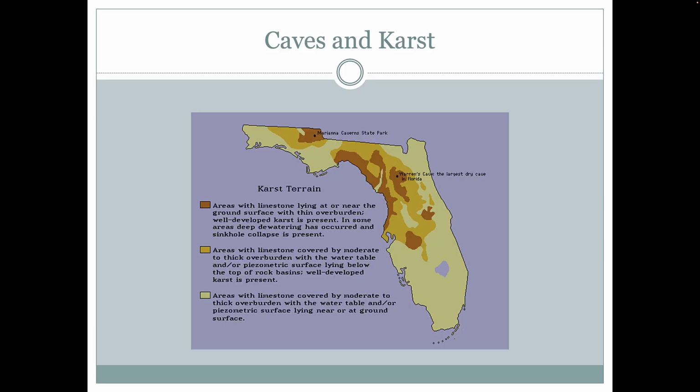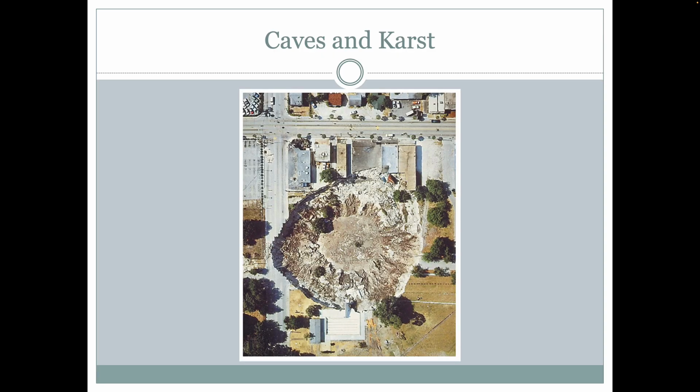One area where this occurs a lot is Florida. Florida is underlain by a lot of limestone. This area here shows where all the limestone is in Florida, which is almost the entire state. But the area that we're most concerned with is the areas in the darker brown here, because this is where the water table, the top of the aquifer, is close to the surface of the earth, and where this sort of dissolution is taking place of the limestone. And this can result in collapse features.